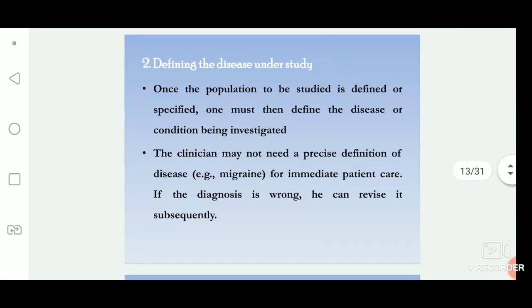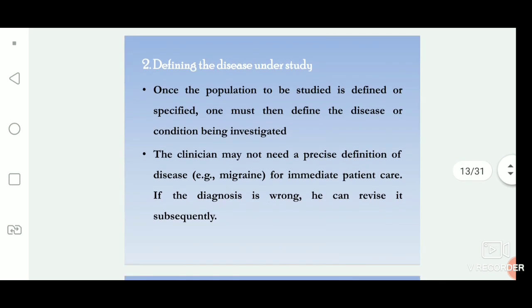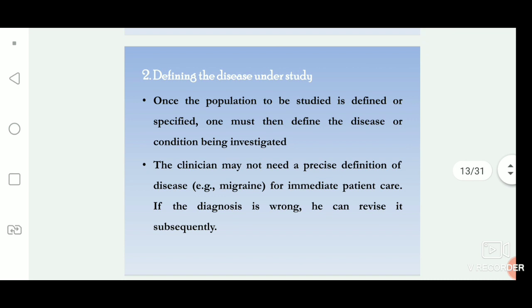The second one is defining the disease under study. Once the population to be studied is defined, the next step is you have to define the disease or a condition being investigated. Defining the disease under study is very important, especially from an epidemiological perspective, because for a clinician it might not be very much required, because even if there is some misunderstanding about the definition of the disease, or if there is any wrong in the diagnosis, he can always revert back and change the course of treatment.